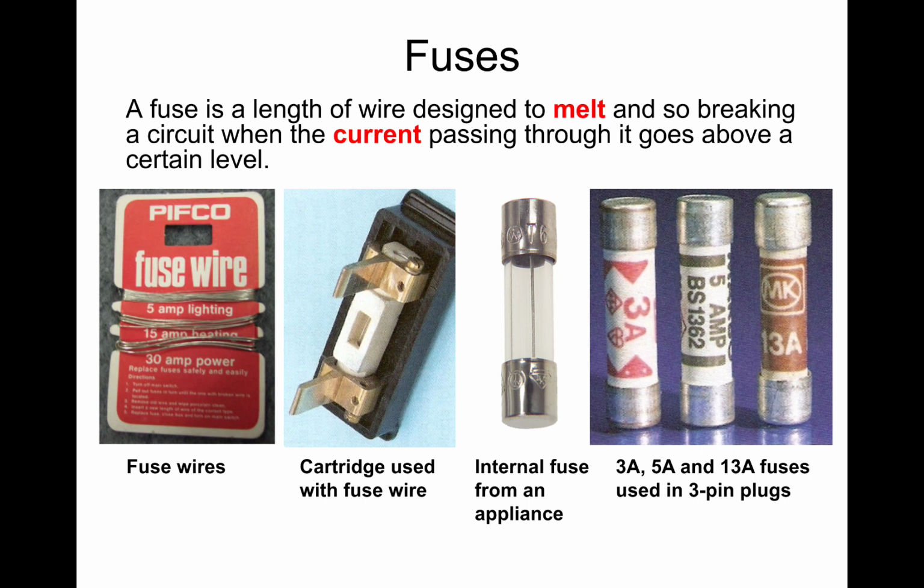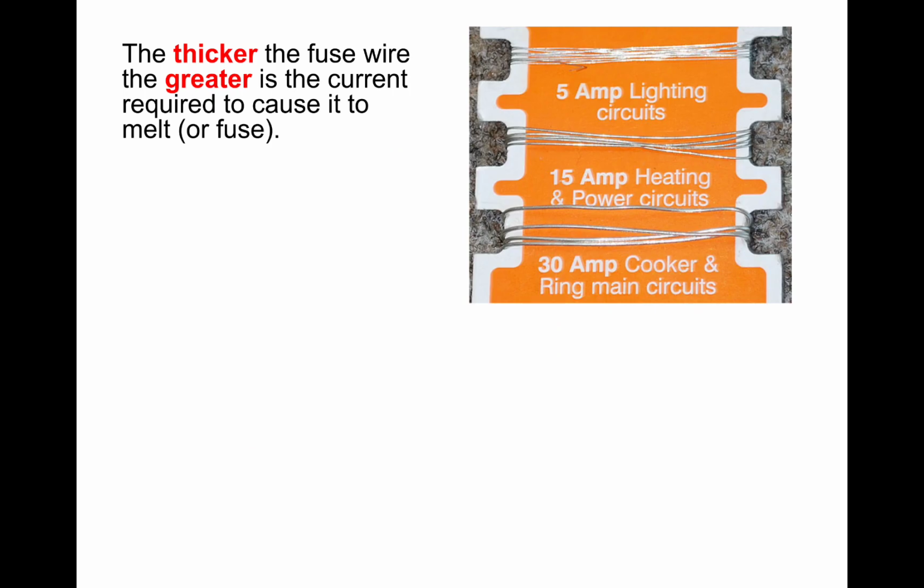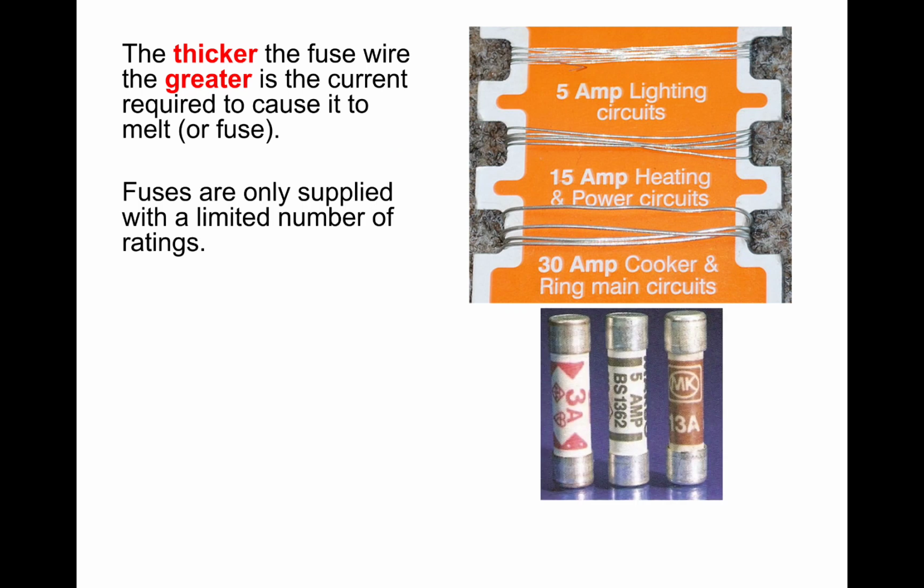So typically we'd have 3, 5 and 13 amp fuses that are used in 3-pin plugs. So the thicker the fuse wire, the greater is the current required to cause it to melt. Fuses are only supplied with a limited number of ratings. And here's a modern circuit symbol for a fuse.